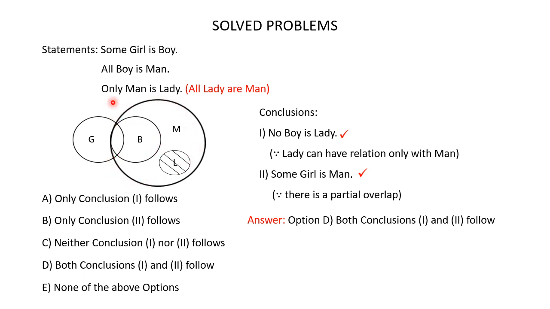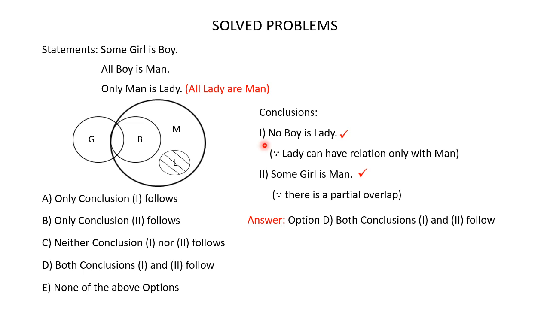Only man is lady. Now you know that only man is lady is nothing but all lady are man. So all lady has to be inside man. Shade the circle for lady to show that lady can have a relation with only man. Now this is the basic Venn diagram for the given statements. Now based on this Venn diagram, let's find out which of the given conclusions follow.